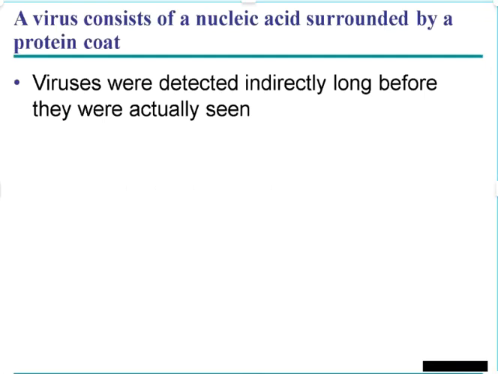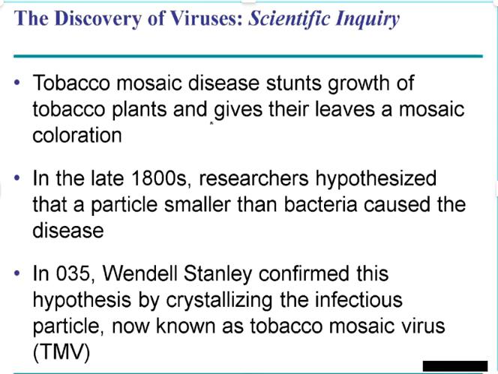So a virus consists of a nucleic acid surrounded by a protein coat. Outside is a protein coat, inside which is a nucleic acid. And the nucleic acid can be DNA or it can be RNA. It can be single stranded RNA, it can be single stranded DNA, or it can be double stranded also.